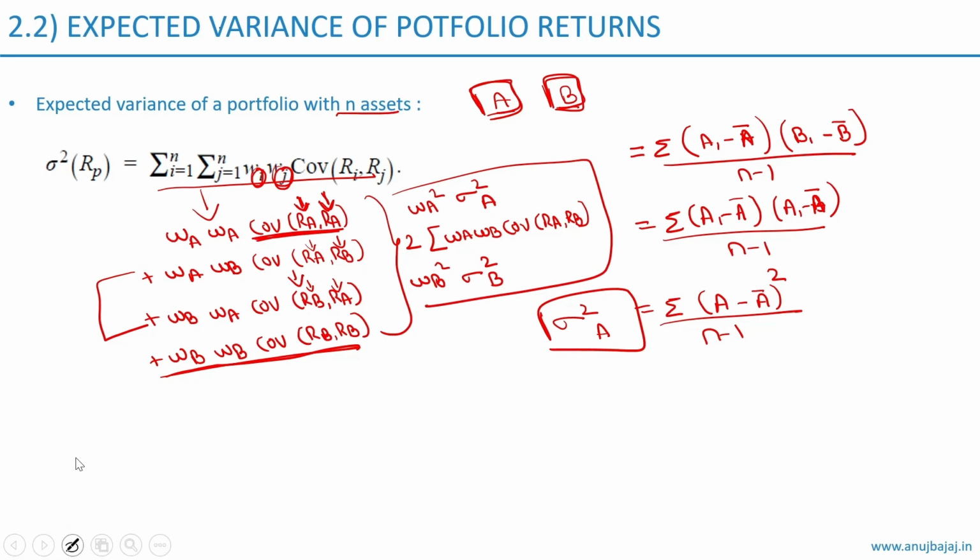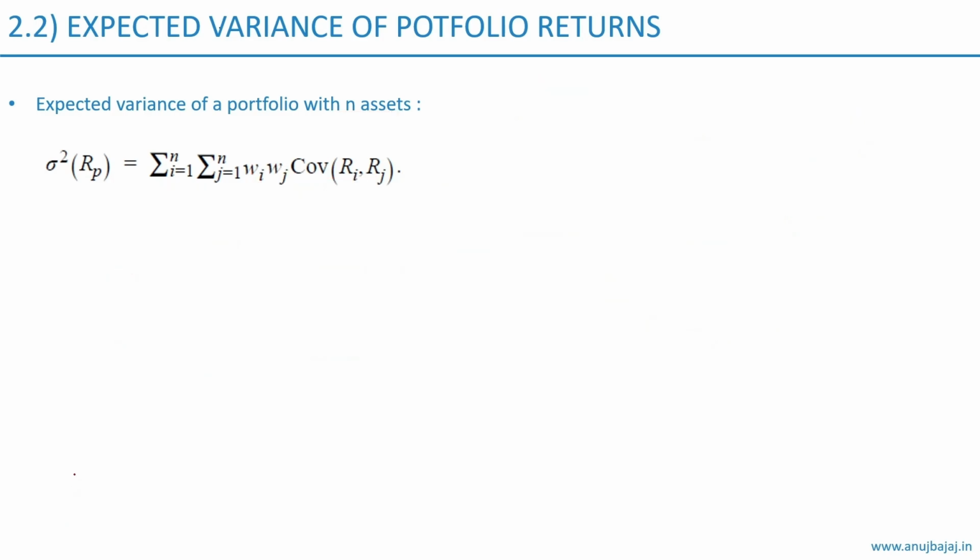Now what if we have three assets in a portfolio? Although there is a very rare chance that you will be asked to calculate the variance of a 3-asset portfolio, still let us see how we calculate the expected variance of a portfolio with 3 assets. So say we have 3 assets A, B and C.